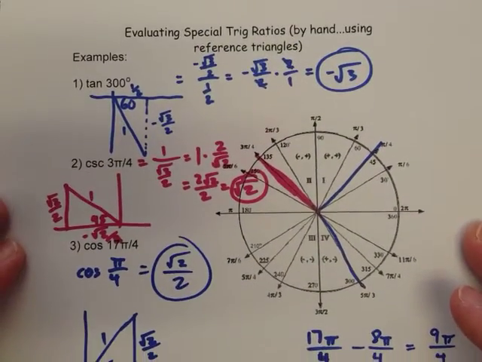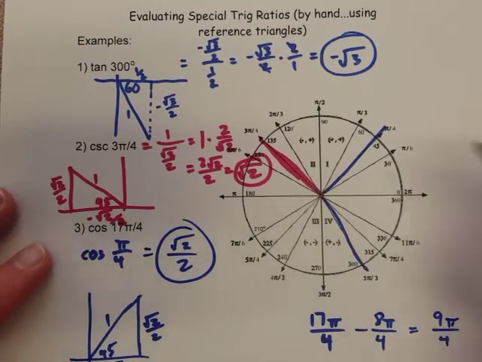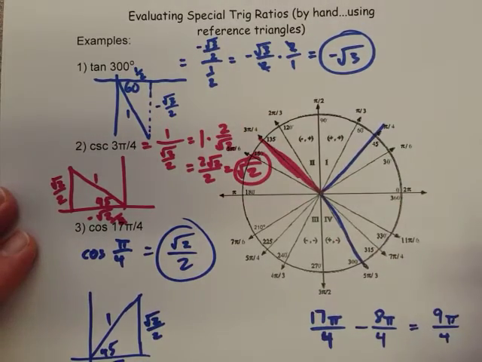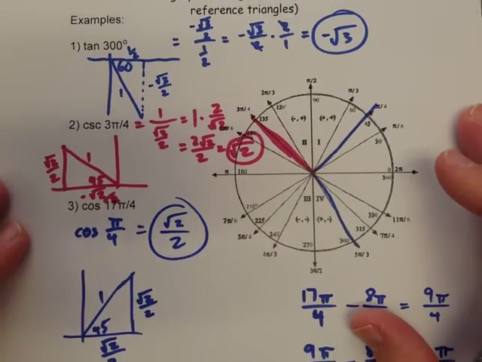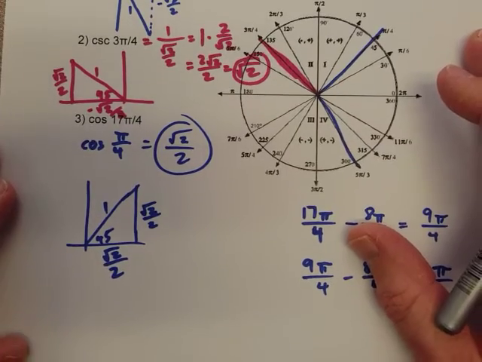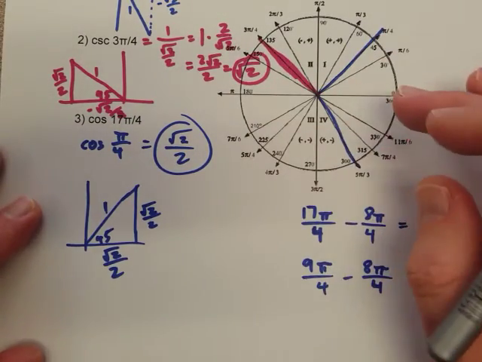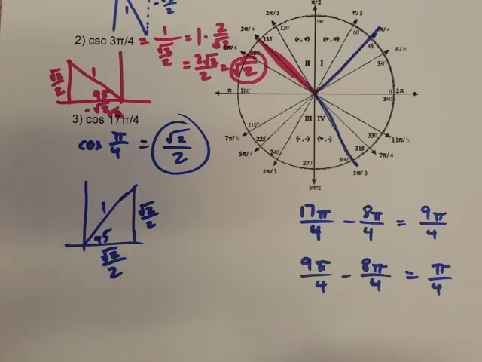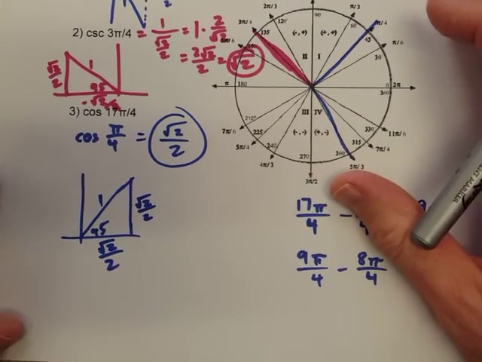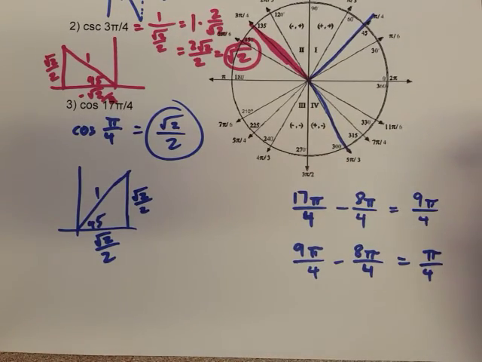So we started up here with tangent of 300. We drew a picture for each one of these. That's really important to me that you're drawing a picture for each and every one of them. I know that they're all on the unit circle, but the picture kind of just isolates it, and I'm going to expect to see that kind of thing on quizzes and tests.